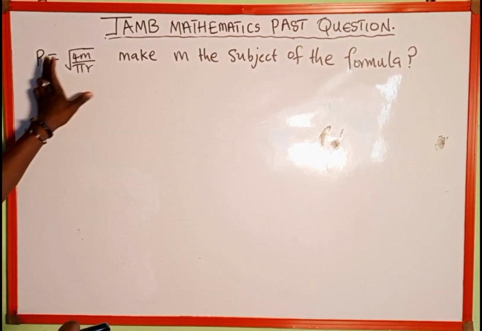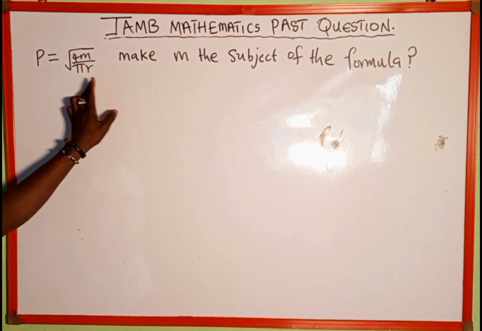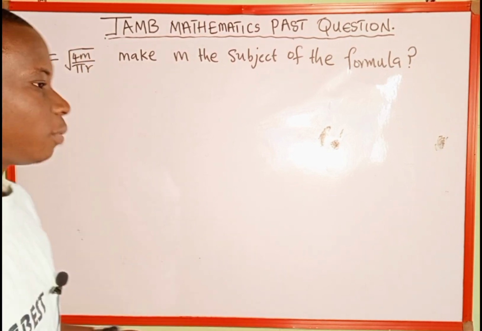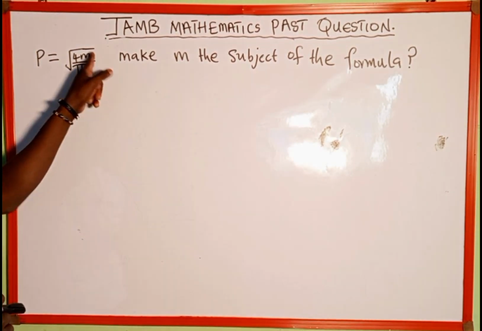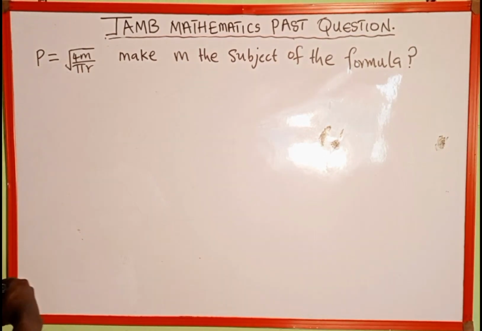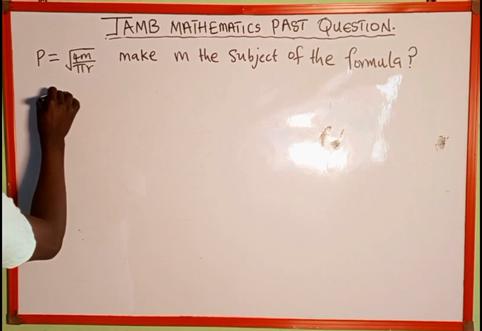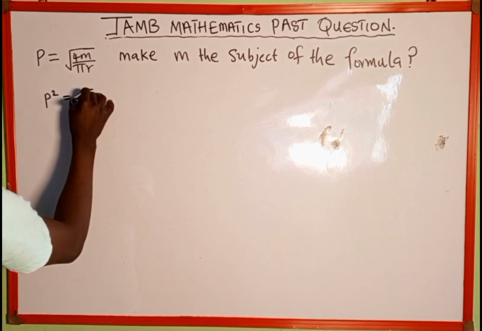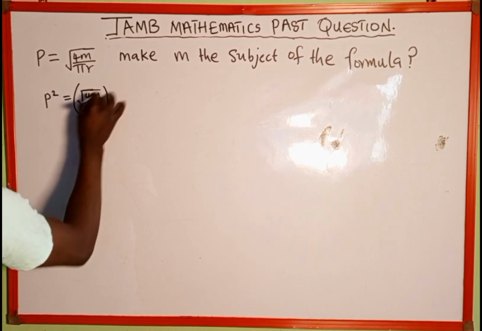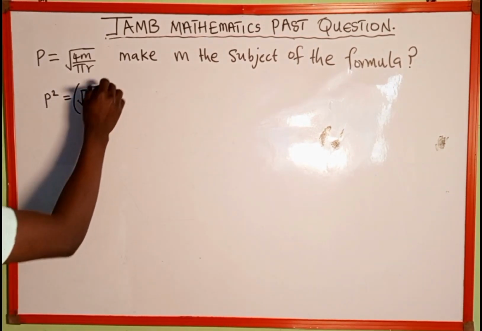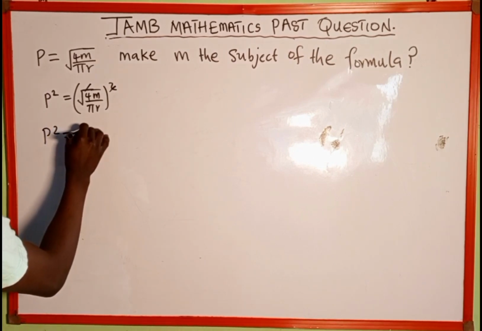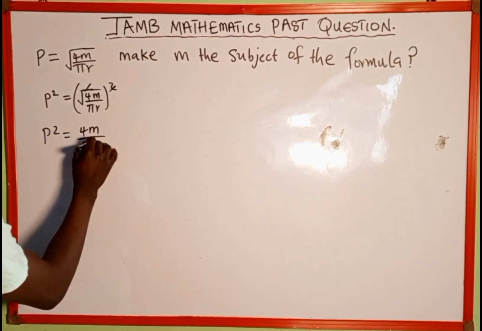Read, p is equal to square root of 4m over pi r, and we're asked to make m the subject of the formula. So this is changing the subject of a formula. Look at m here, it's inside the square root. The first thing we're going to do is to remove the square root by squaring both sides of the equation. This is going to be p squared is equal to the square root of 4m all over pi r, then all squared. We just square both sides, so that this square is going to cancel the square root. P squared now will be equal to 4m all over pi r.